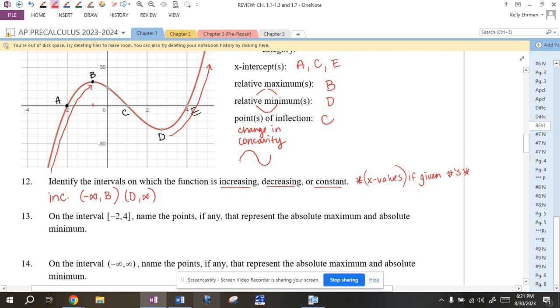Or if B was at -1 to infinity. Okay, then there's also a decreasing section. The decreasing section is in the middle here between B and D. So I'm just going to say with parentheses, B to D. And there is no constant section.